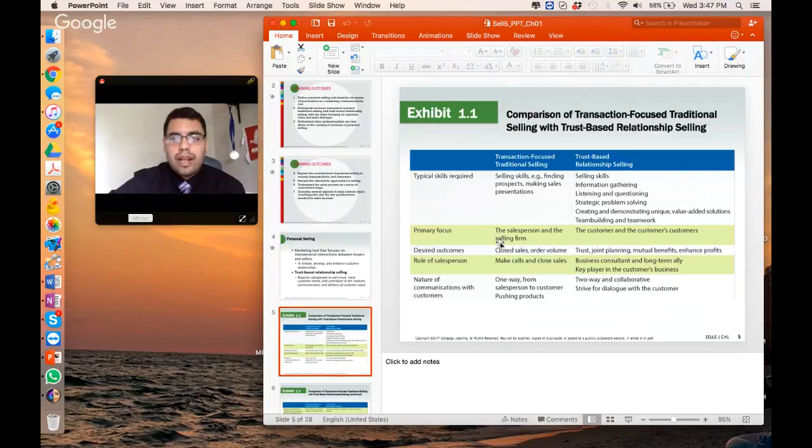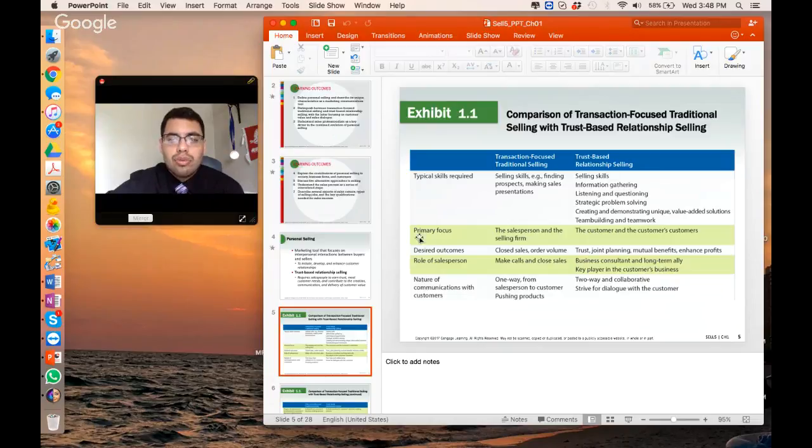So you have to realize the primary focus on the transaction focus is the salesperson and the selling firm. The other one is the customer and the customers too as well. This is a great quiz question, guys. Primary focus. What's the difference? Real simple, right? The role of a salesperson: make calls and close sales. The other one would be a business consultant and long-term ally, key player to the customer's business.